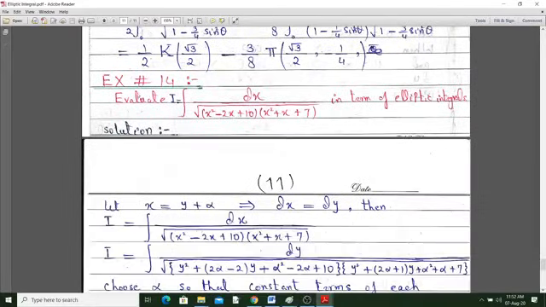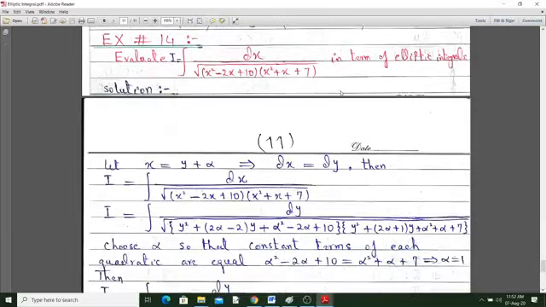In the next example, we just have to show that we can convert such a type of integral into an elliptic integral. Can we convert such a type of integral into an elliptic integral? To convert this integral into an elliptic integral, we first put this transformation.